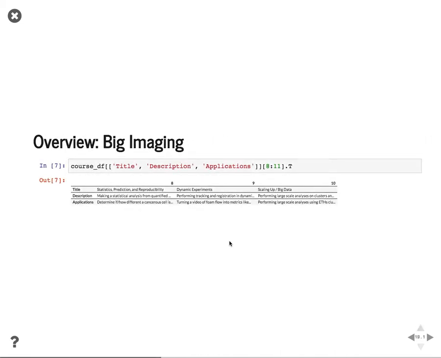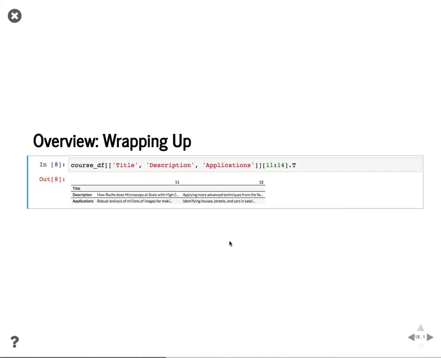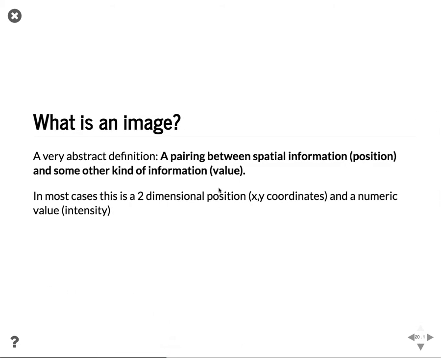So those are the specific lectures. If you have questions, you can ask, and then sort of the wrapping up. So now to go into more concretely, what is an image?